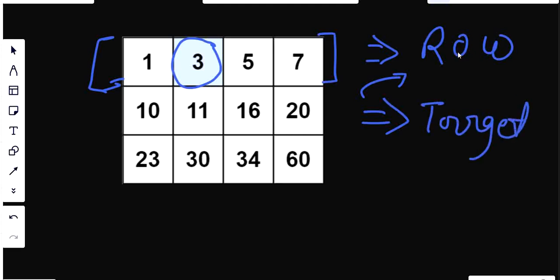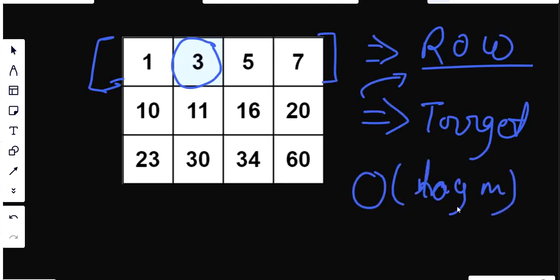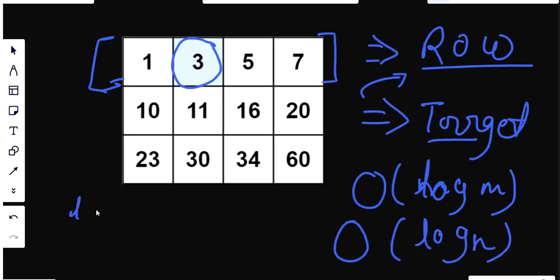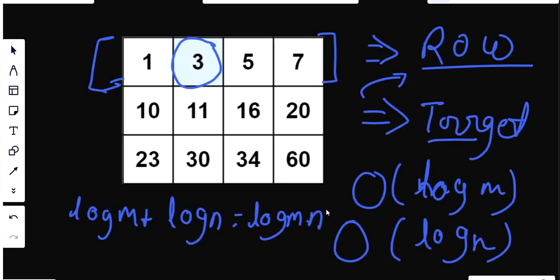In this manner, firstly when we apply binary search on the rows, the time complexity will be big O of log m, and when we apply binary search the next time for the target value, the time complexity will be big O of log n, and we all know that log of m plus log of n is equivalent to log of m times n. So our time complexity will be big O of log mn. So this will be the whole approach. Now I hope the approach is clear to you all.